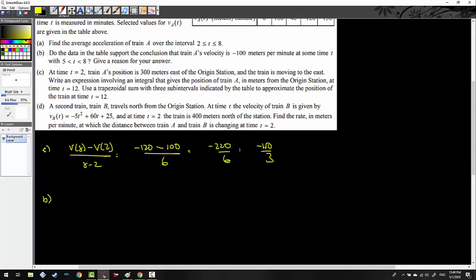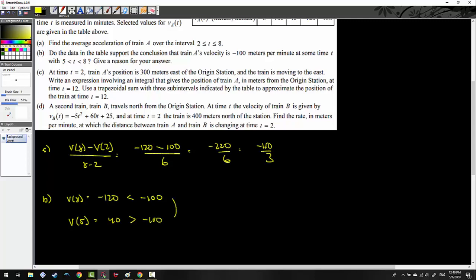So what I'm going to do is I'm going to say, all right, well, what is v of 8? v of 8 is negative 120, which is less than the targeted velocity that they want me to find. They want me to find out if it's negative 100, right? So v of 8 is negative 120. That's less than negative 100. v of 5 is equal to 40, which is definitely greater than negative 100.